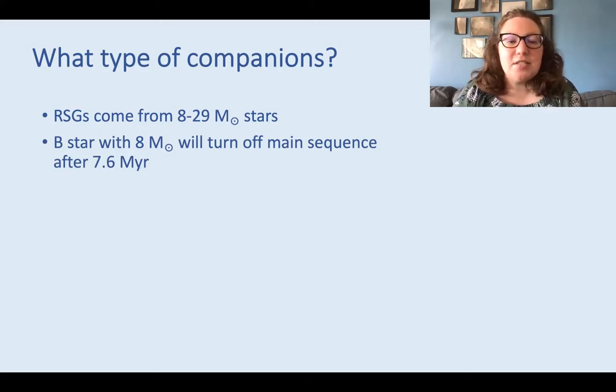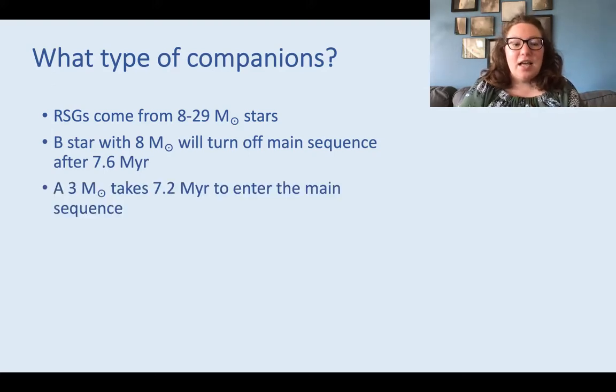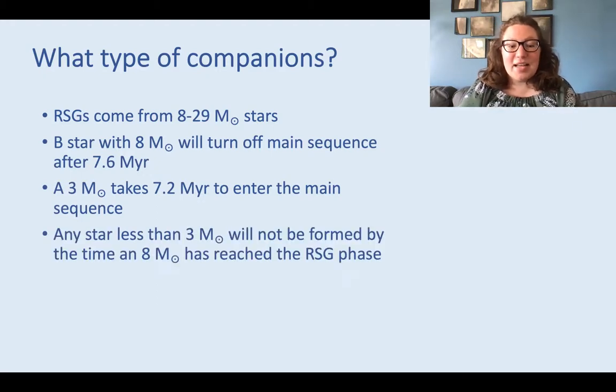An 8 solar mass B star will turn off the main sequence, very quickly pass through the yellow supergiant phase, and then become a red supergiant after around 7.5 million years. If you look at a 3 solar mass star, it's going to take around 7.5 million years to actually enter the main sequence. Before that, it is a protostar. So any star less than 3 solar masses will not be formed by the time an 8 solar mass star has reached the red supergiant phase.